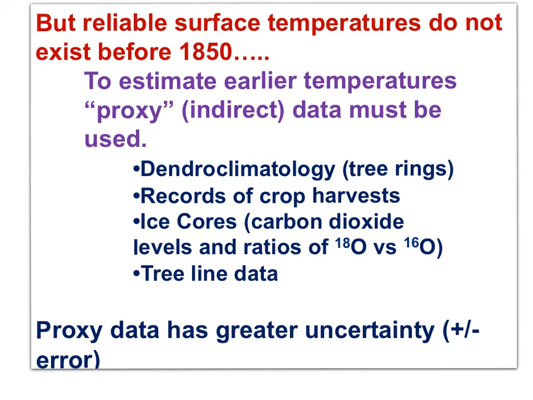When the tree line goes up slope or down slope, we can interpret these changes with respect to the Earth's temperature. Before leaving this slide, let me remind you that in using proxy data, indirect data, there is greater uncertainty. The plus-minus error is much larger, and I'll be showing you some of that in the slides to come.